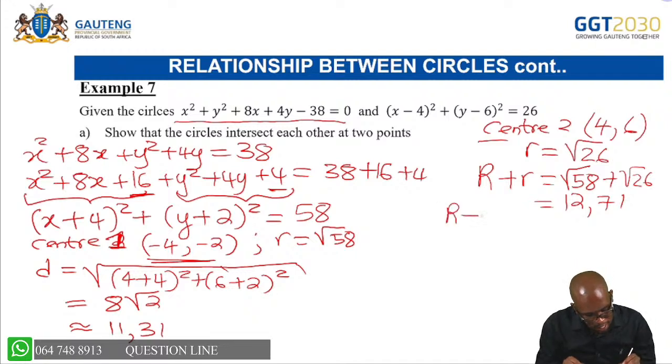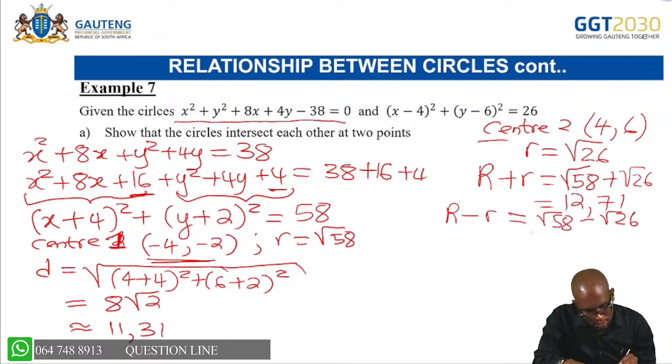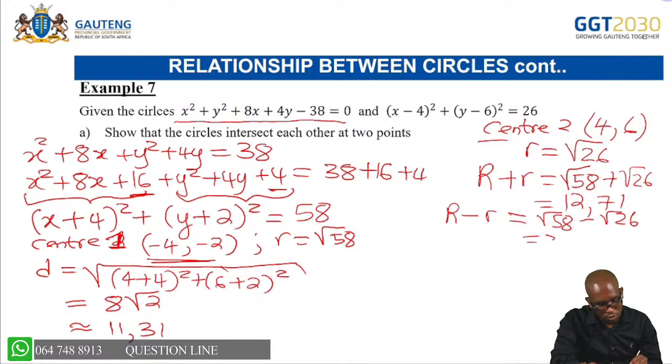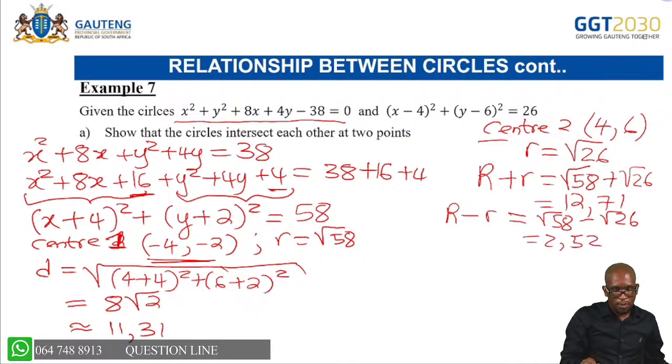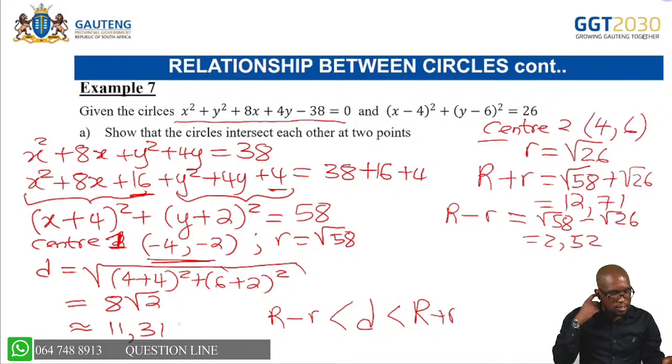And then if we work out r minus r, the difference of the radii, you're going to get square root 58 minus square root 26. This would then give us a value of 2,52. Now, if you compare D with r plus r and r minus r, what do you obtain? You obtain that D is greater than r minus r. D is 11,31. 11,31 is bigger than 2,52. However, D is less than r plus r. So we've shown that the circles intersect at 2 points.